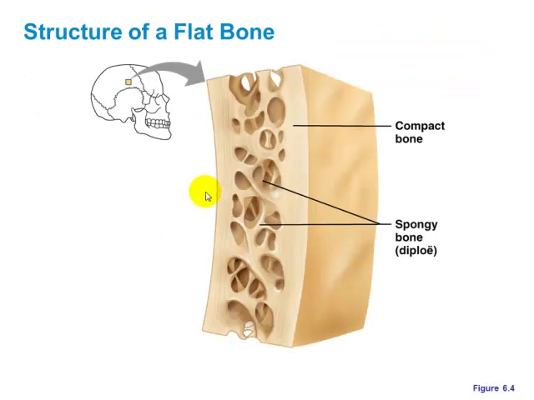So here's a picture. This would be a section taken from what's called the parietal bone of the skull. It is a typical flat bone. We have an outer layer of compact bone, and then in between here we have the spongy bone, and in this skull we call this diploe.